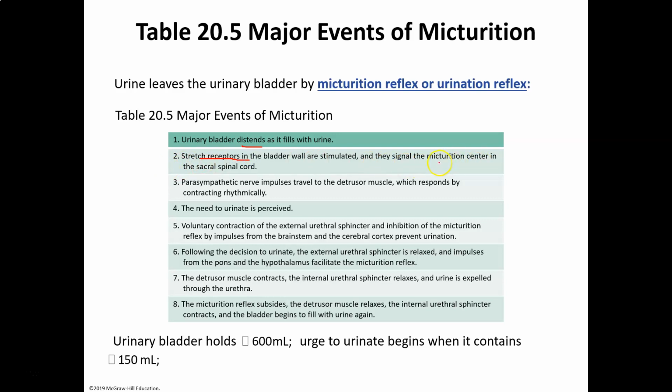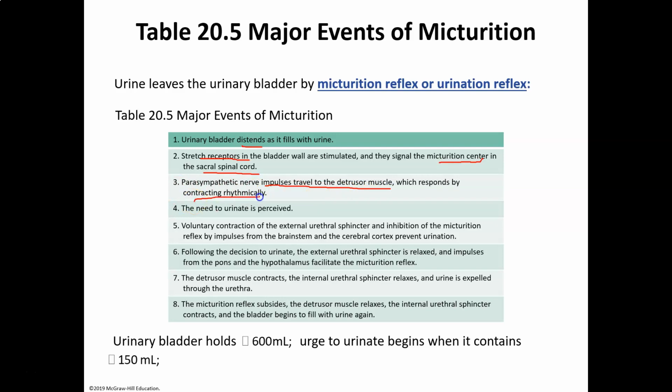They signal the micturition center. So micturition is peeing, urinary output, or urine output is considered micturition. You have a micturition center in the sacral part of the spinal cord. It's making decisions. It's feeling the amount of stretch in those receptors. How many signals per second are those stretch receptors sending back? Parasympathetic nerve impulses travel to the detrusor muscle, which is the muscle of the urinary bladder.